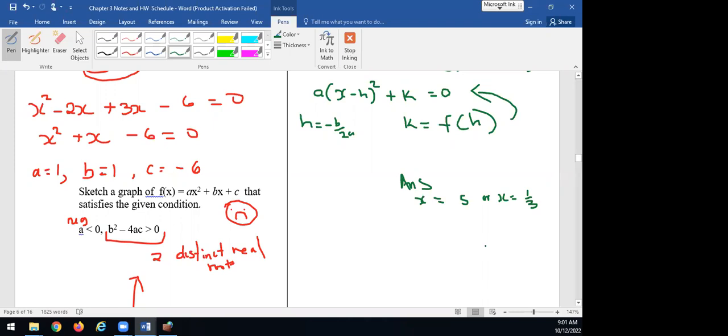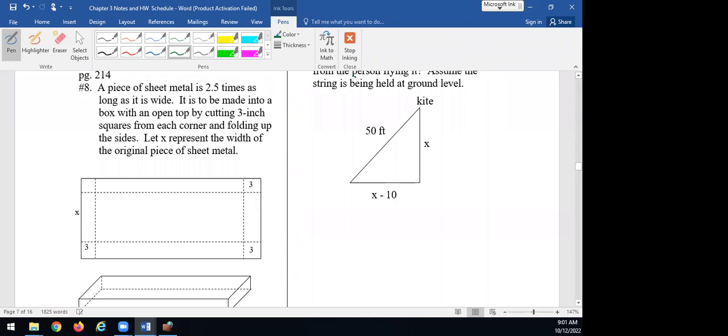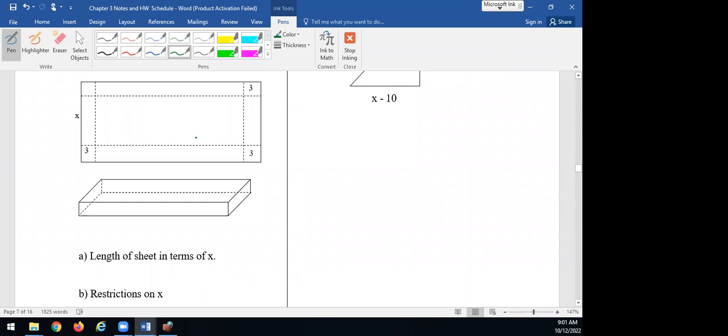Now we are moving on to 3.4, and this is our application section. And I can almost guarantee you that this problem here, this very first application problem in 3.4, is always on your test. So make a note of that. And it is always on your final exam, a problem similar to this. So I'm telling you guys my secret. It's always on it.